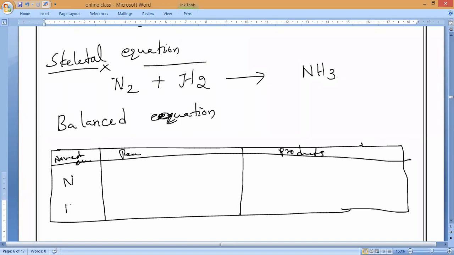Name of elements, tell me. Nitrogen and hydrogen. Don't write the full name here. Name of elements means only a single symbol you have to write. Understand, everyone? Symbol alone you have to write. Now the reactant side. What is the first step? Write exactly the number of atoms in reactant side and product side. Exactly tell me how many? Nitrogen two. Hydrogens how many? Nitrogen how many? One. And hydrogens three.